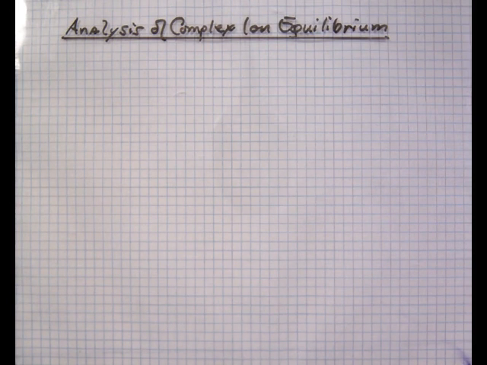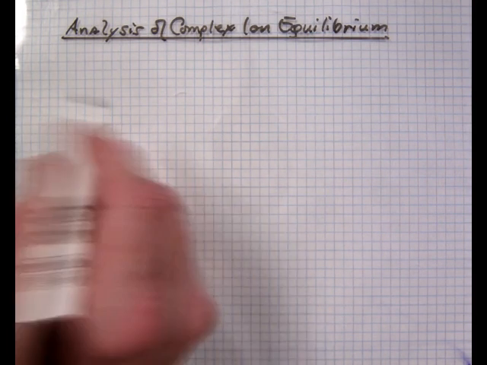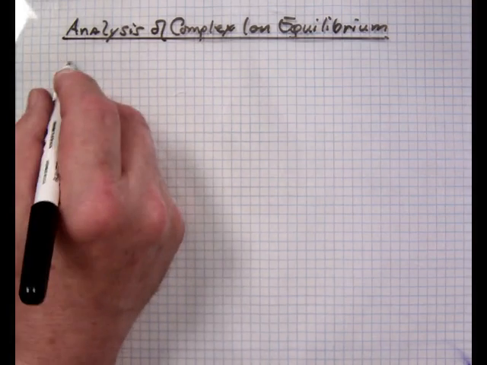Now, the analysis of complex ion equilibria, again, we need to remember that the solubility of silver chloride in water only is... I'm sorry. Solubility in water only is 1.34 times 10 to the -5.